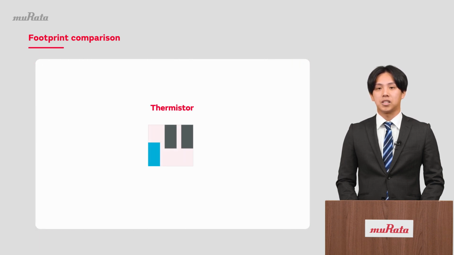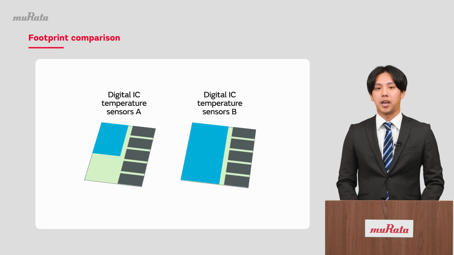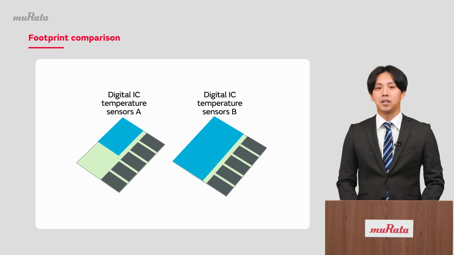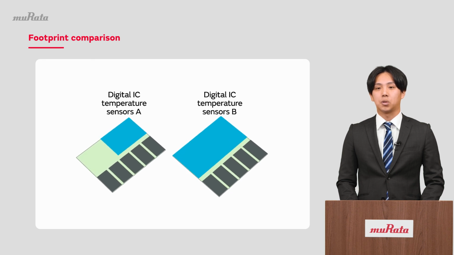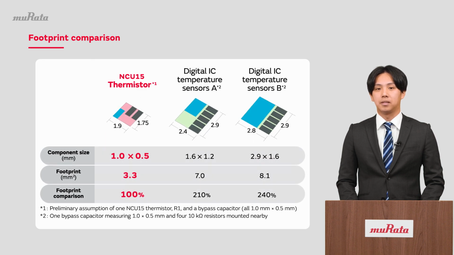Building a temperature sensor circuit using a thermistor requires 3 types of components: a thermistor, a resistor, and a bypass capacitor. On the other hand, when using a digital IC temperature sensor, 3 or 4 pull-up resistors and 1 bypass capacitor are needed in addition to the digital IC temperature sensor for a total of 5 or 6 components. This means if we compare components of the generally used size, using a thermistor will result in a footprint less than half the size of that when using a digital IC temperature sensor.